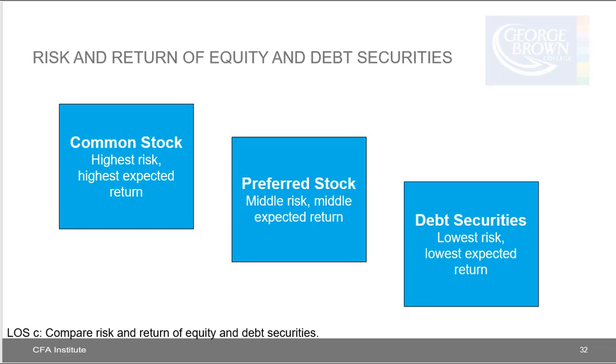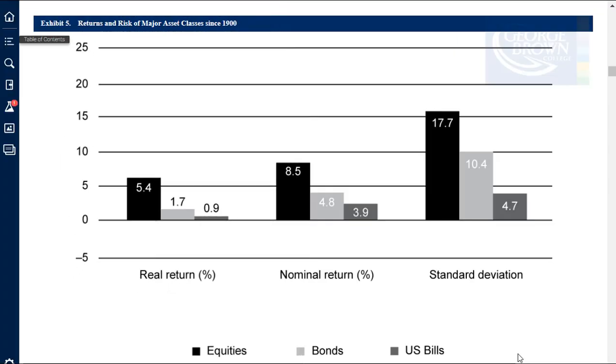So again, continuing with the risk and return of debt and equity securities, you can see common stock has the highest risk, highest expected return, and we saw that in my preview to the chapter through the Ibbotson data. Preferred stock has middle risk, middle expected return, and debt securities have the lowest risk and the lowest expected return. How did we measure risk? It was through variability in cash flows, which is variability in price, and that is measured through variance and standard deviation. So I'm just in the CFA program text for Level 1.